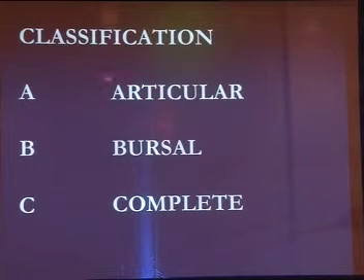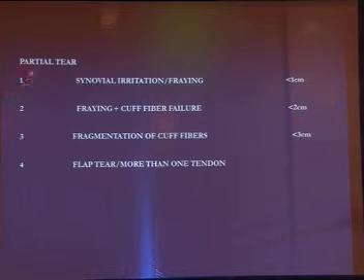As you know, we classify the rotator cuff tears into A, B, C: A for the articular side, B for the bursal side, and C for the complete tear. If we talk of the partial tear, it is again 4 types: 1 is synovial irritation or furring, less than 1 centimeter; 2 is furring and cuff fiber failure, less than 2; 3 is fragmentation of cuff fibers but less than 3, and is either a flap tear or involves more than 1 tendon. So these are all the partial tear classifications.